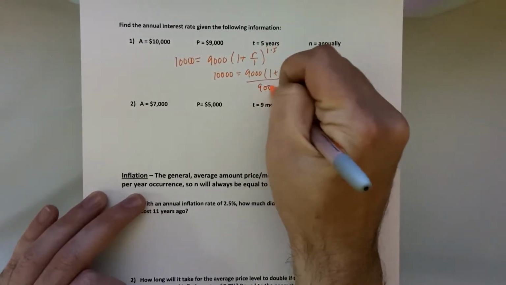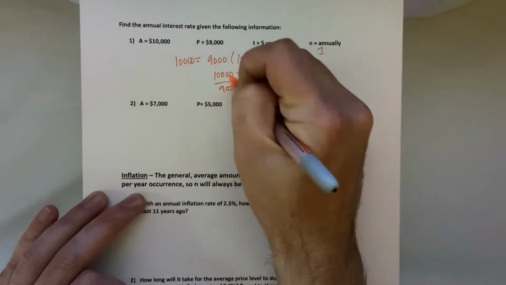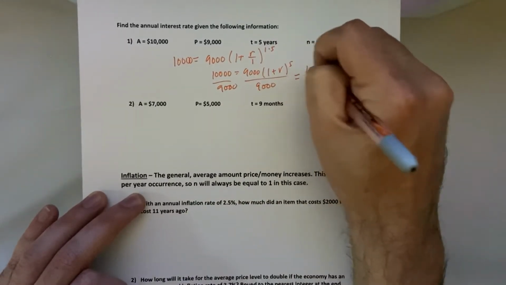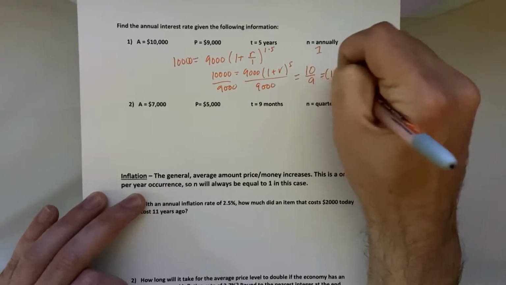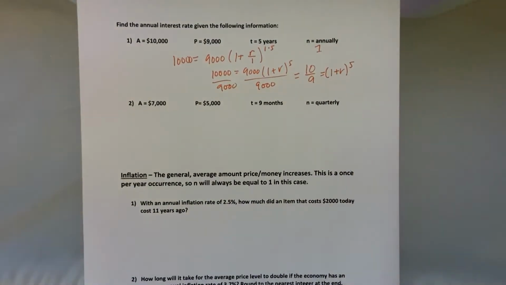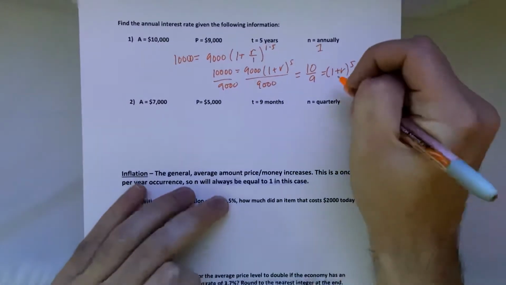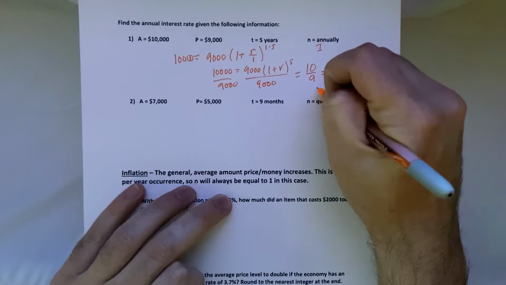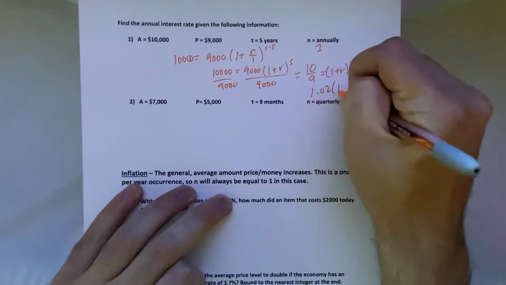Divide by 9,000. 10,000 over 9,000 will reduce to 10/9. It's 1 plus R to the 5th. To get this unlocked, I'm going to have to take the 5th root of 10/9. So 10/9, the 5th root of that means 1.02 equals 1 plus R.